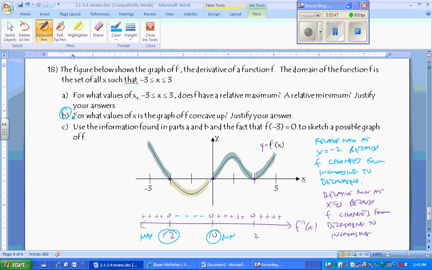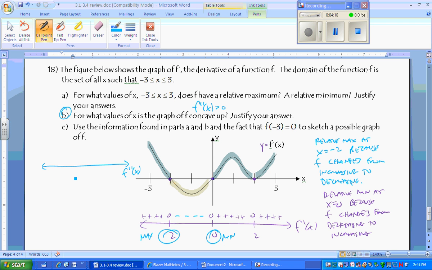Part B: for what values of x is the graph concave up? Concave up is when the second derivative is greater than 0. So now we're looking at the second derivative and we want to make a number line for that. This one's a little bit trickier. The numbers we put on here are where the second derivative is 0.